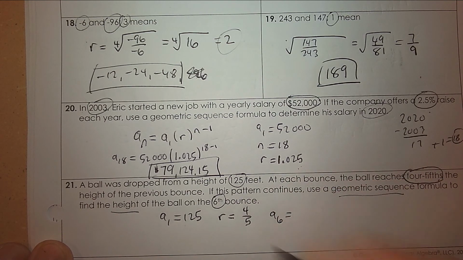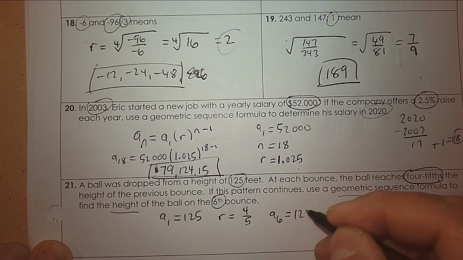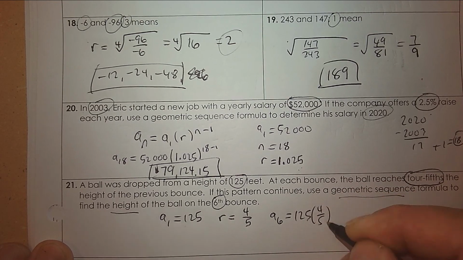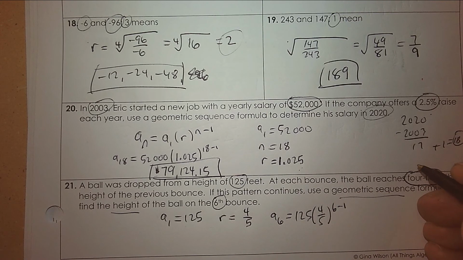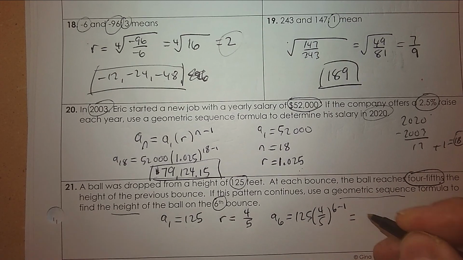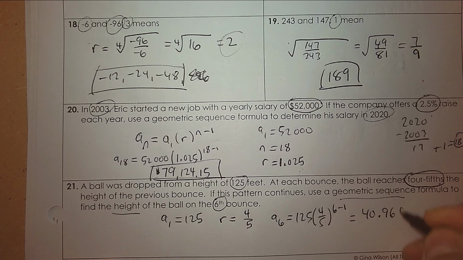So to find the 6th one, we take A1, we take the ratio to the exponent 6 minus 1. You can use your calculator and round. 40.96 feet is the answer.